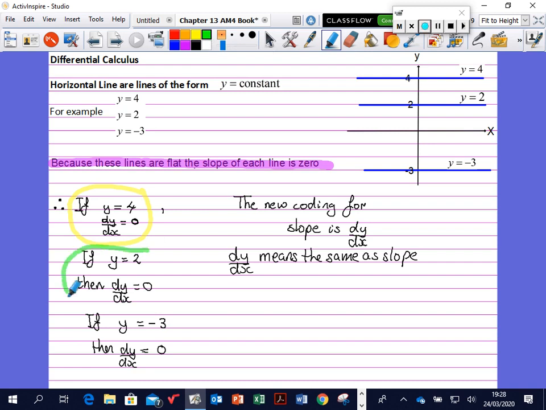If y is equal to 2, then the slope is equal to 0, because y is equal to 2 is a horizontal line, and the slope of any horizontal line is always equal to 0. And here we've got it again. If y is equal to minus 3, then the slope, dy dx, is equal to 0. The new coding for slope is dy dx. dy dx means the same as slope.